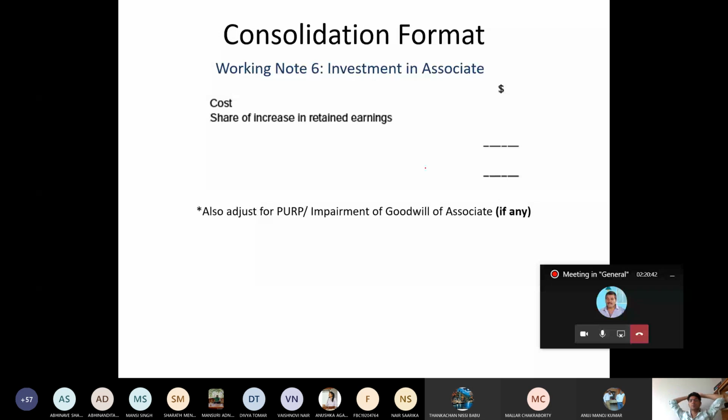करेक्ट. सो एसोसिएट में जितना इन्वेस्टमेंट किया है उसका अमाउंट एंड एडजस्ट फॉर योर इंक्रीज और डिक्रीज इन रिटेन अर्निंग्स. ओके, और नेट में ऐड कर देंगे ओवरऑल. करेक्ट. Okay, so that will give me investment in associate, that will show in asset side. Okay. And then you will prepare a consolidated financial statement.